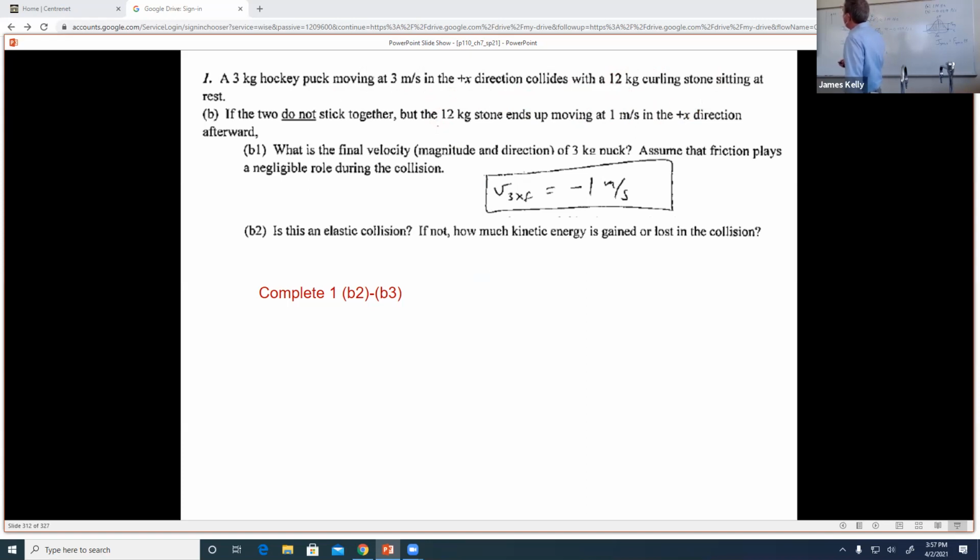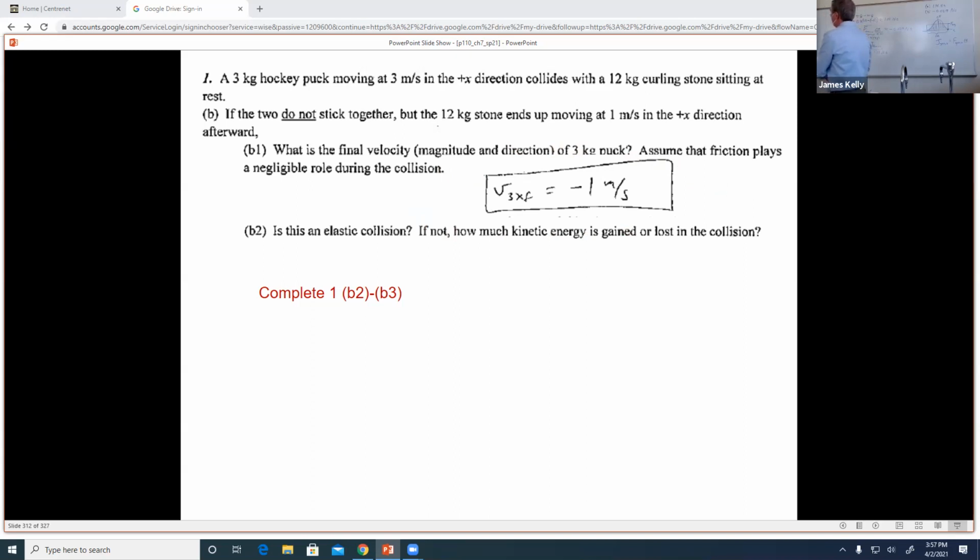But in any case, in B here, the two don't stick together, but we're told the final velocity of the curling stone. And we were able to find out the final velocity of the puck by using conservation of momentum, right? Because in this case, we had two unknowns in the final state, but they weren't really both unknown. They gave us the curling stone's final velocity. So we only had one unknown, so we could use conservation of momentum to solve for it.